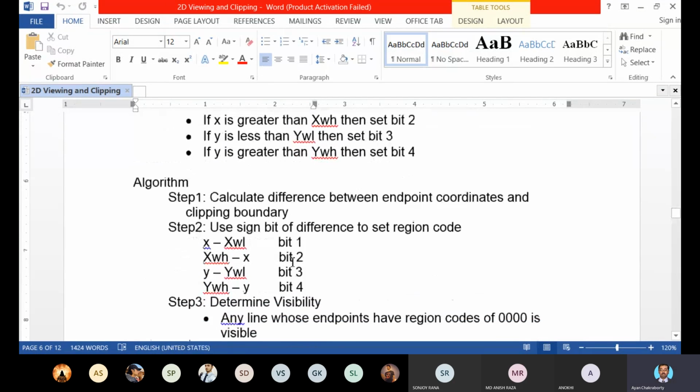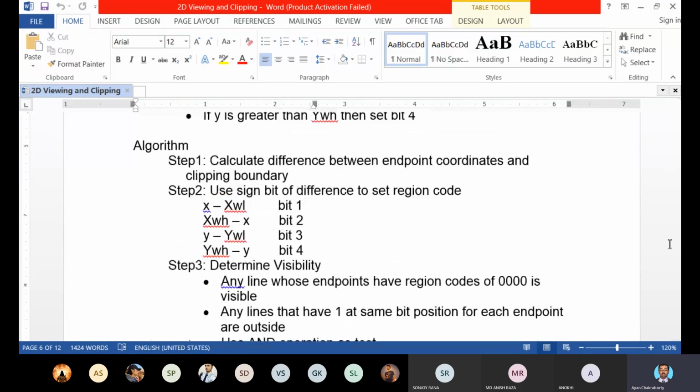Now come to the algorithm part. Step 1, calculate the difference between endpoint coordinates and clipping boundary. Step 2, use the sign bit of the difference to set the region code.